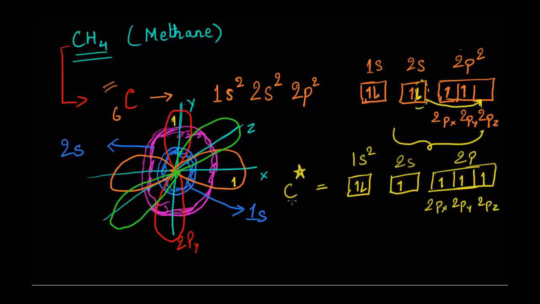Now here we can see that this is the excited state of carbon. Let me write it down. This is the excited state, and this was the ground state of carbon.